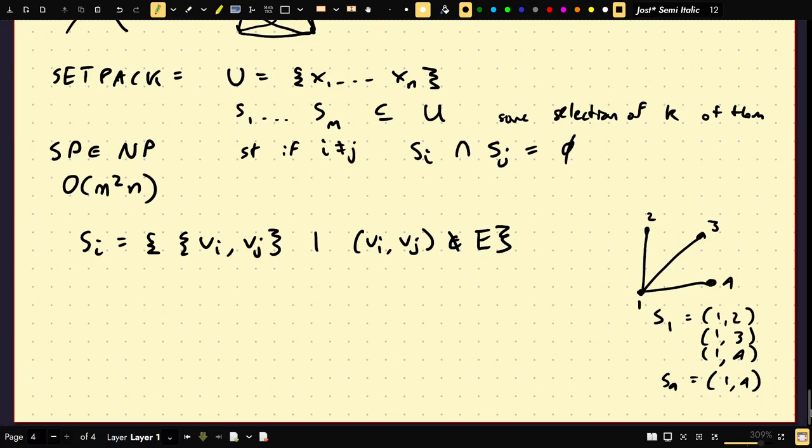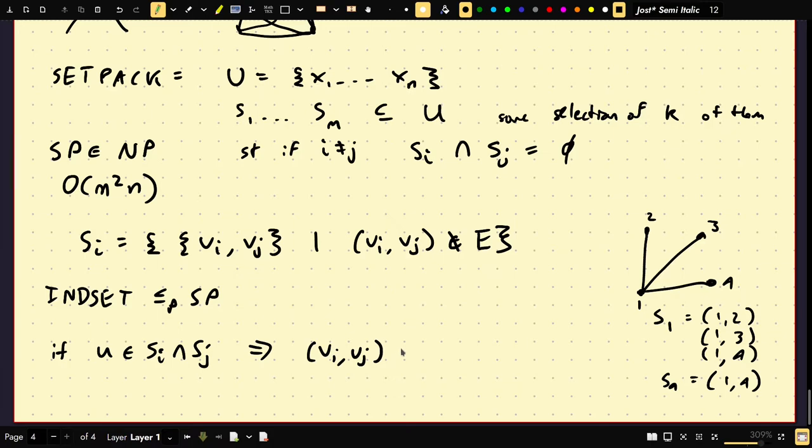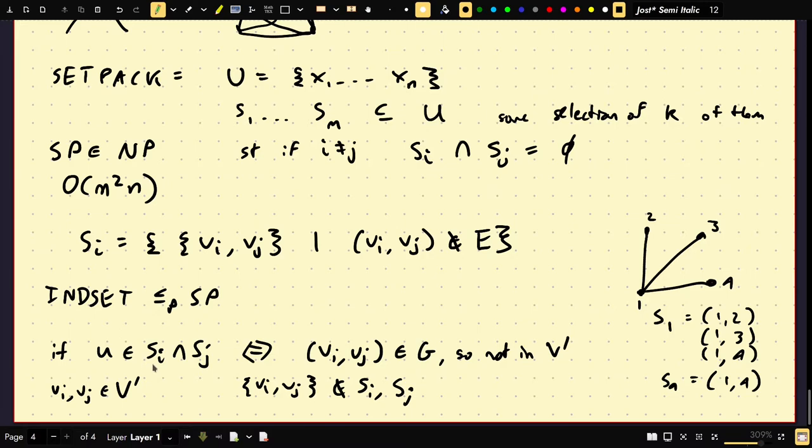So, clearly, we have our reduction here, excuse me, a reduction from independent set to set pack. If some U is in Si intersect Sj, U is then a pair. One index is an i and one index is j. So that implies then that Vi, Vj is in G. So not in our independent set, not in V prime. Similarly, if we have some Vi and Vj in our independent set, we know that if Vi and Vj do not share an edge, then Vi, Vj is not in Si, and it's also not in Sj. So this is how the reduction goes. Our selection of sets is pairwise independent only if we had an independent set in the graph G.